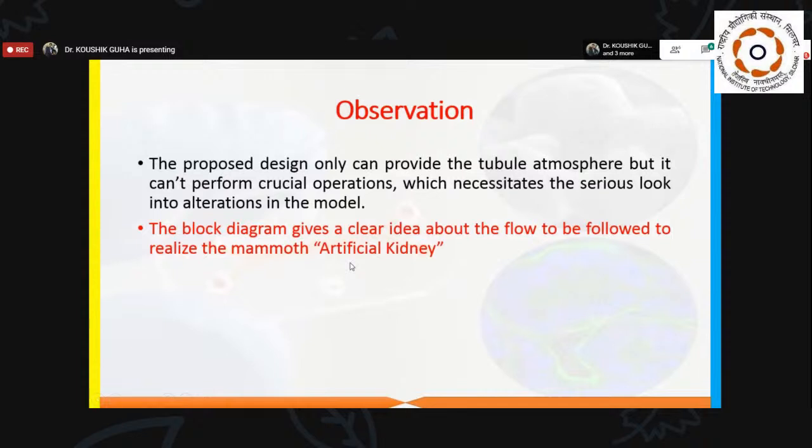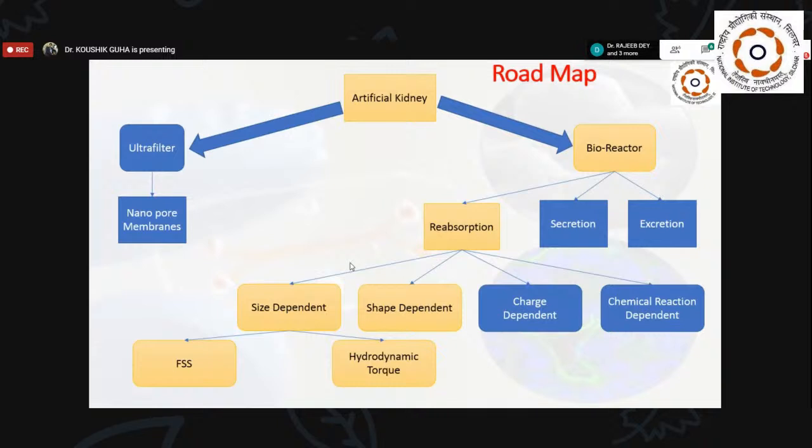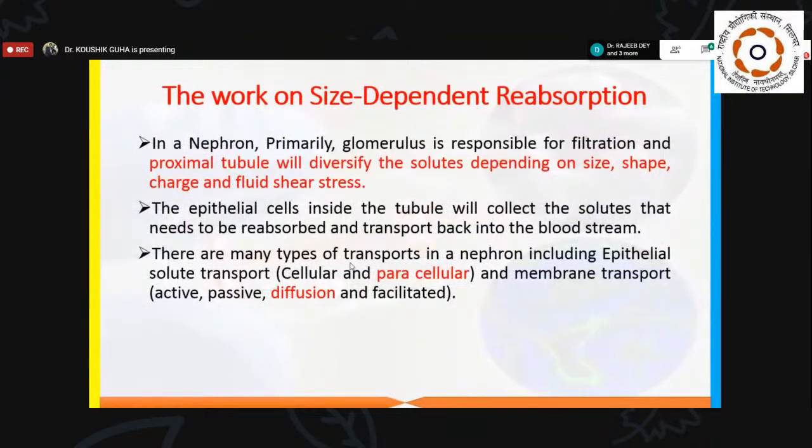After that, we move on to another work where I want to mimic this kind of size-dependent reabsorption function. In the nephron, primarily the glomerulus is responsible for filtration and the proximal tubule will diversify the solutes depending on size, shape, charge and fluid. If we can mimic this type of thing also, then we can go to a deeper insight of the study, how the reabsorption is done and what the effects of different parameters on the reabsorption are. Generally in humans, it is very common for a healthy person that 60% reabsorption of the solutes is done.